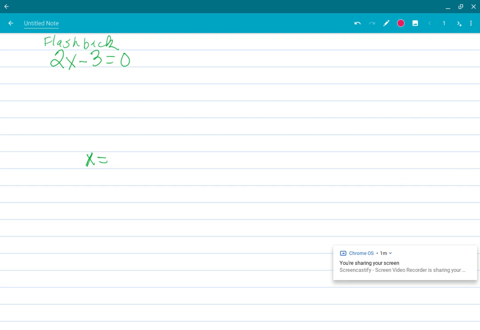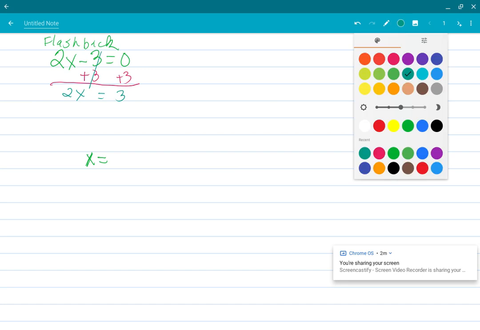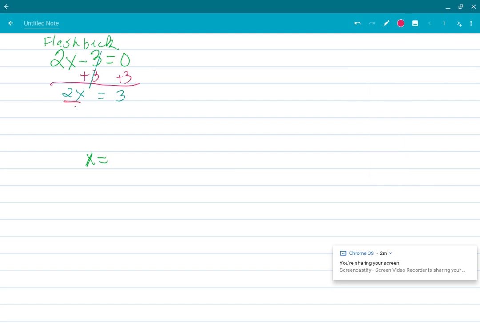Anyway, you would add 3 to both sides, right? And then you would cancel that out, and that would equal 3. And then you would divide by 2, or you would think, what times 2 is 3? You say, 1.5. So then you would say x equals 1.5. That was nice. It was easy, right? There's one answer.